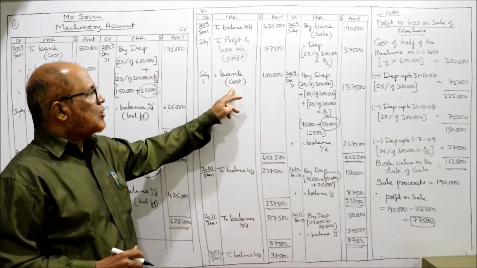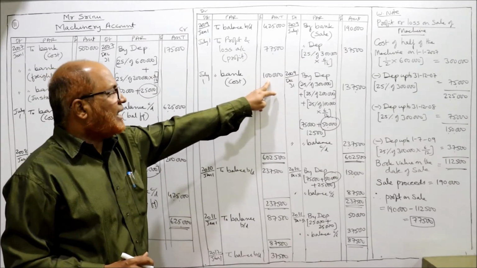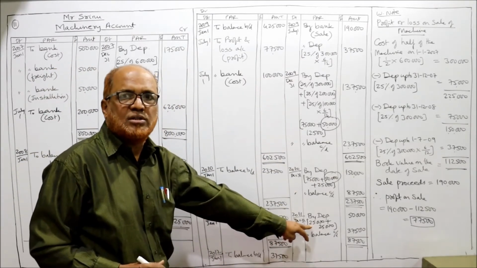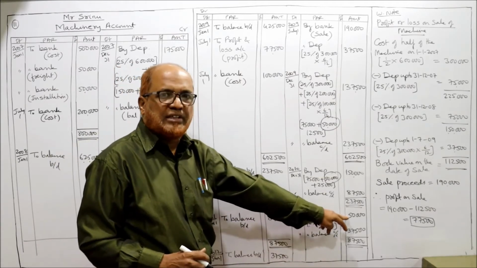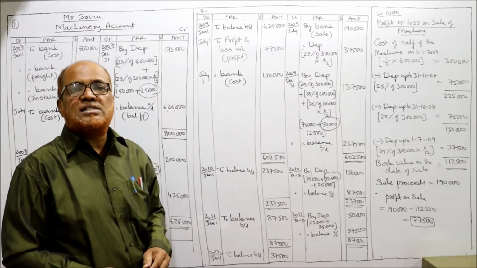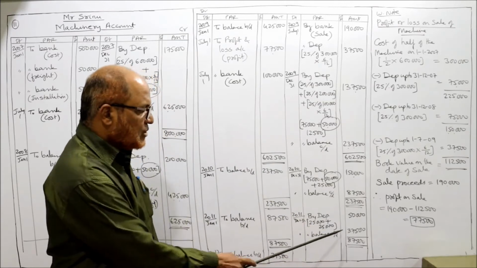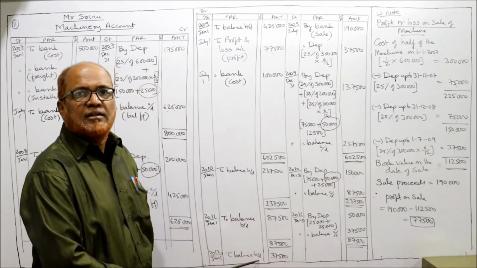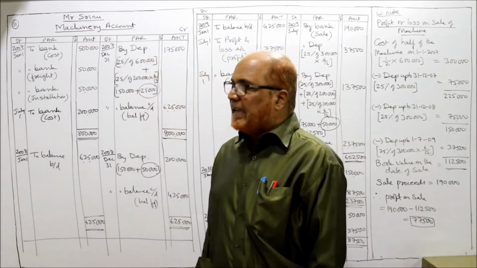And 25,000 rupees is the depreciation on the third machine. This is the third machine. So 1 lakh into 25%, 25,000. The total depreciation is 50,000. So 87,500 minus 50,000, 37,500 is the closing balance. This is the end of problem number 11.